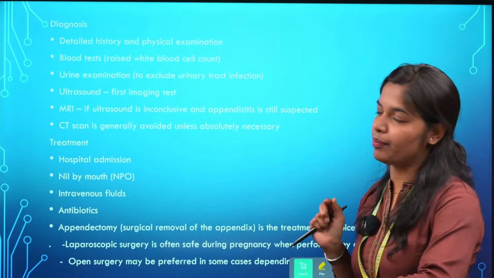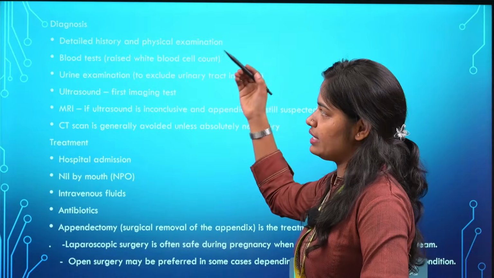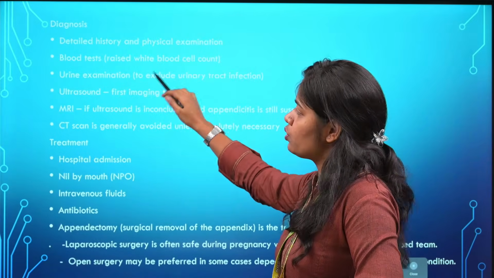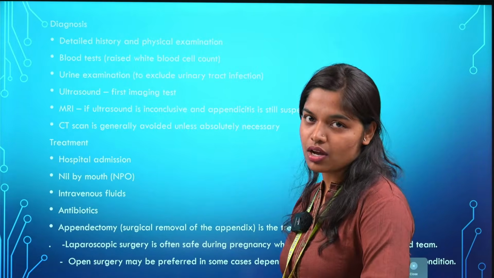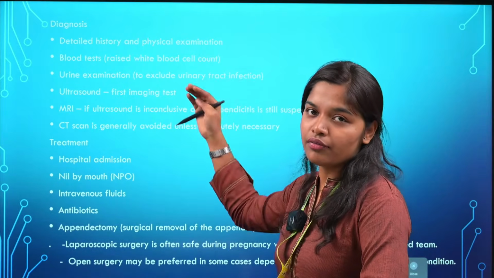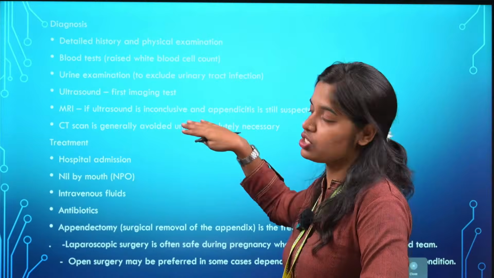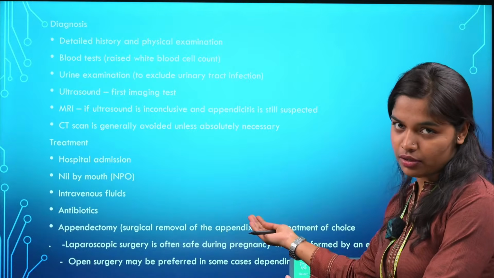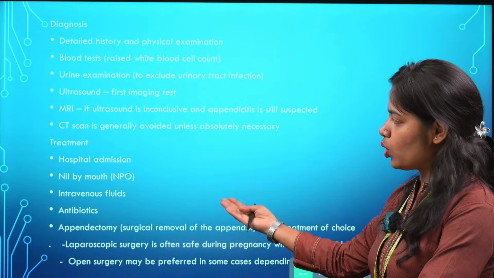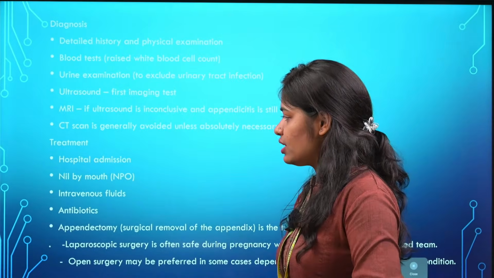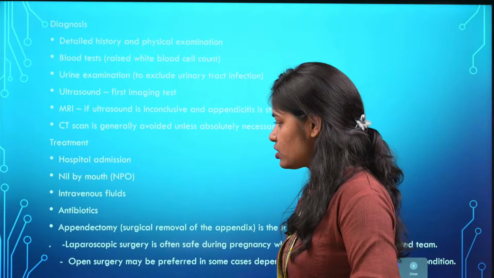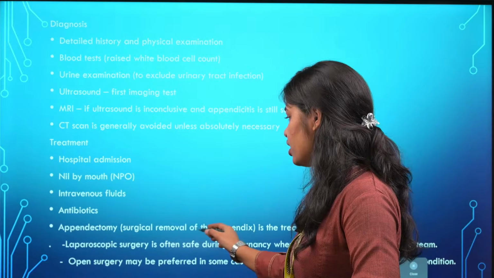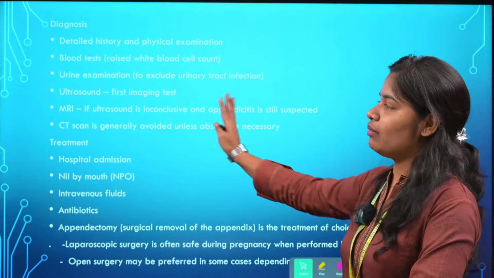Next, the diagnosis of appendicitis: history taking and physical examination, blood test, white blood cell count, and urine examination. Ultrasound to assess the fetal heart rate and fetal position, and MRI and CT scan. Treatment: immediate hospital admission, nil by mouth and intravenous fluids, antibiotics to control the infection, and appendectomy. Appendectomy is the surgical removal of the appendix if it is not treated by medication.